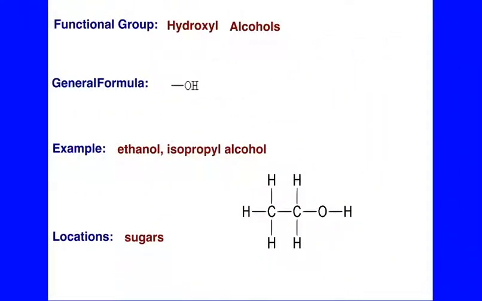The next functional group is a hydroxyl alcohol. We use the formula OH for alcohols, so anytime you see an OH in a molecule, that means it's a type of alcohol. Ethanol and isopropyl alcohol are some of the most common examples. And here's one of those. This is ethanol right here. There's two carbons, and then here is our OH. And we find a lot of alcohols in sugars, sugar molecules.